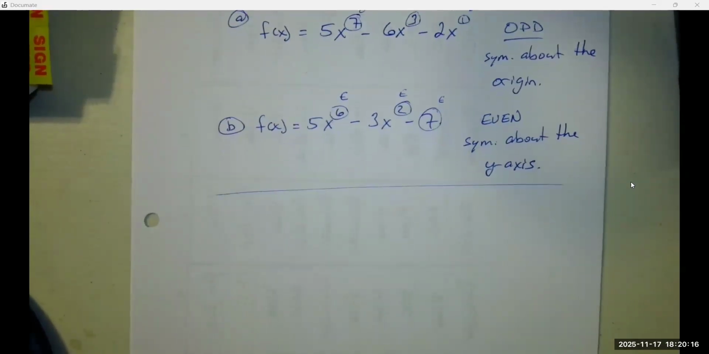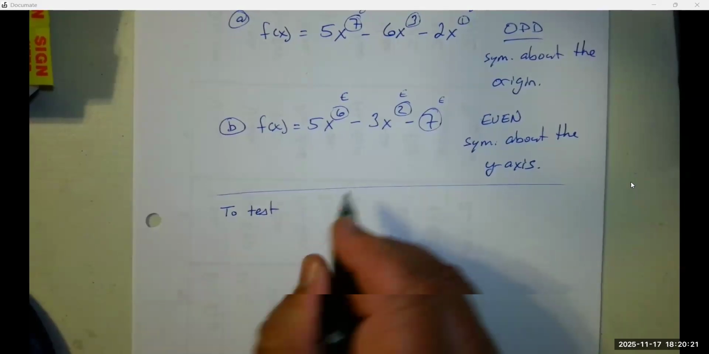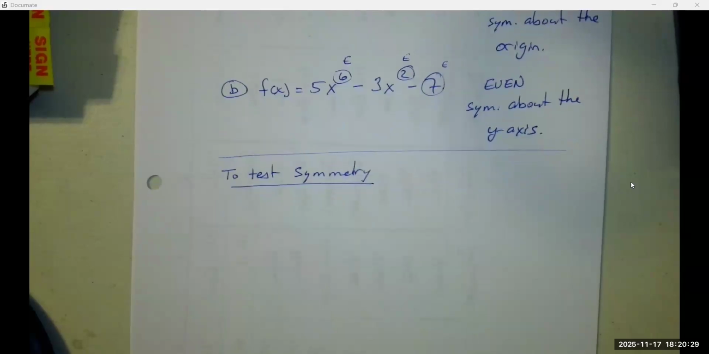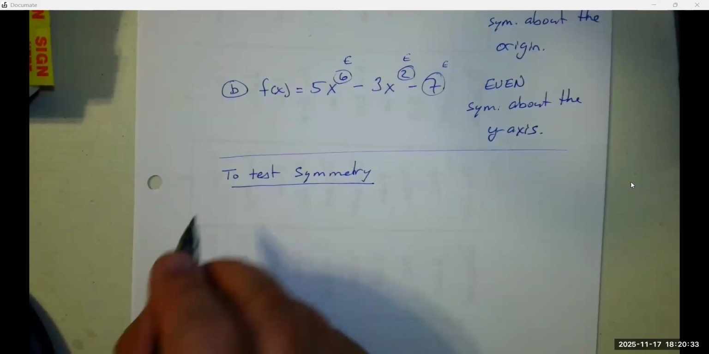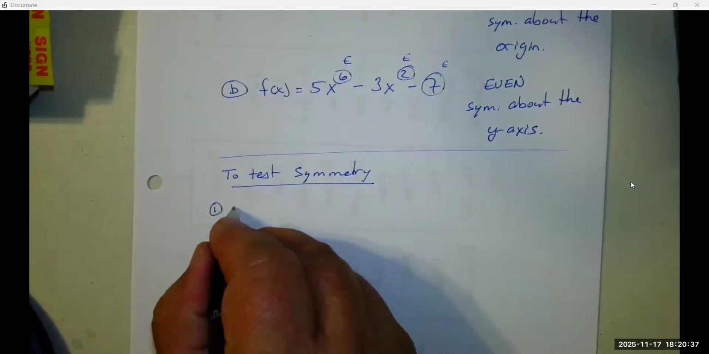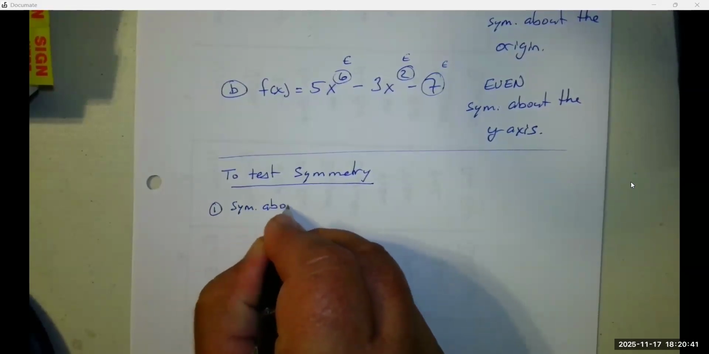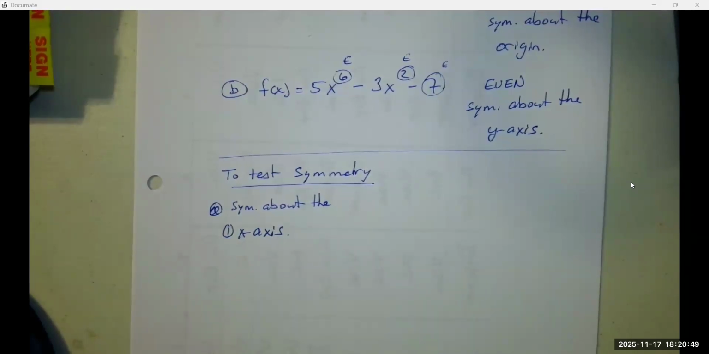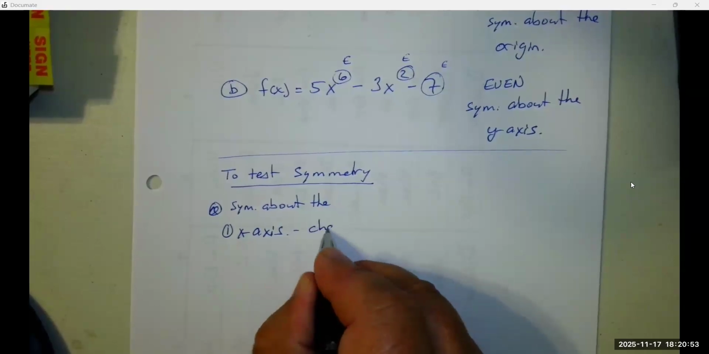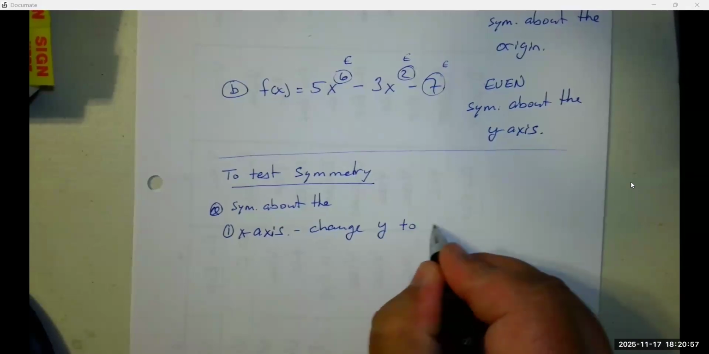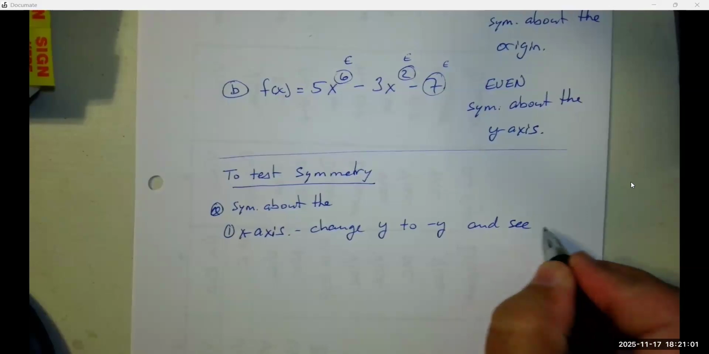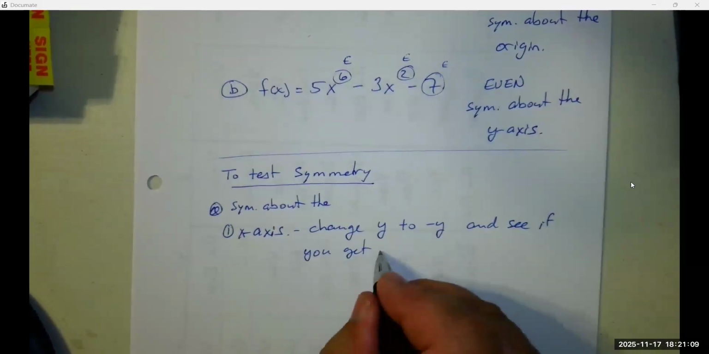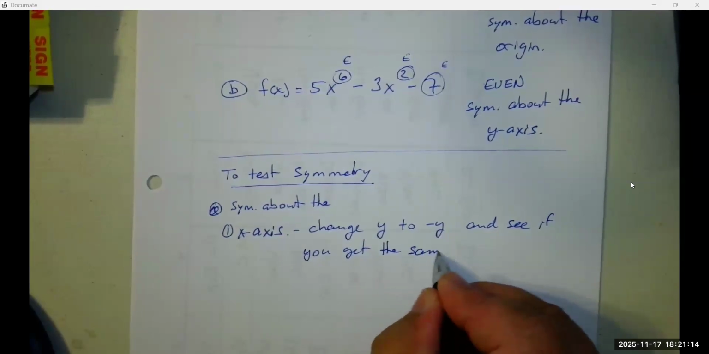Now, mathematically, to test symmetry, one, to test symmetry about the x-axis, to do that, change y to negative y and see if you get the same equation.